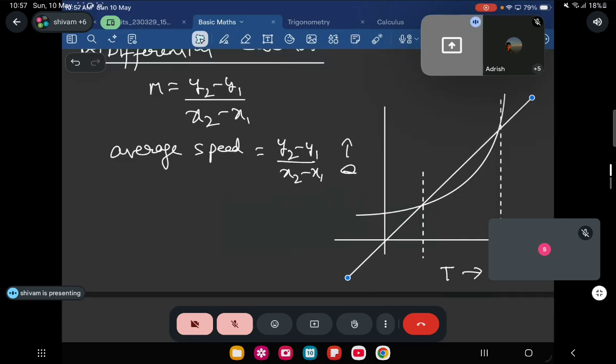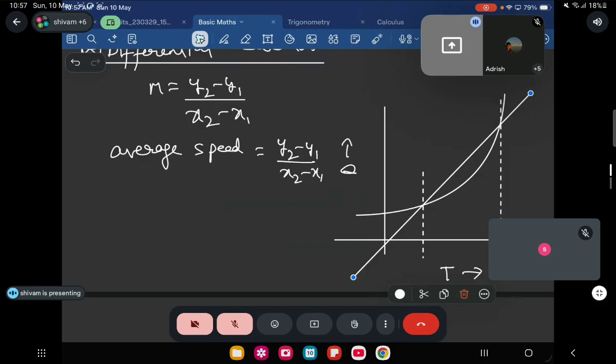This is your average speed. Now this line is the secant, right? It is the secant to the curve, isn't it? This line is the secant to the curve. Next.